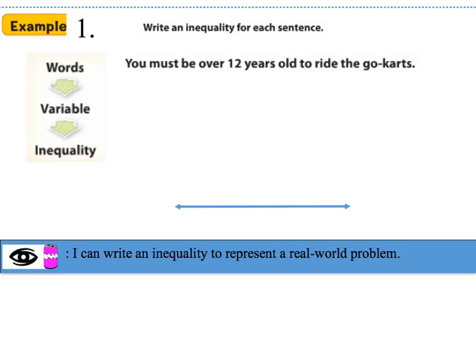For example 1, it says write an inequality for each sentence. So in words, it says you must be over 12 years old to ride the go-karts. So I'm going to use the variable y to represent you, because that's what the problem is talking about. And then I'm going to underline the word over, because that's a key word that says that it has to be more than 12 years. And my inequality will be written as y is greater than 12: you need to be greater than 12 years old to ride the go-karts.